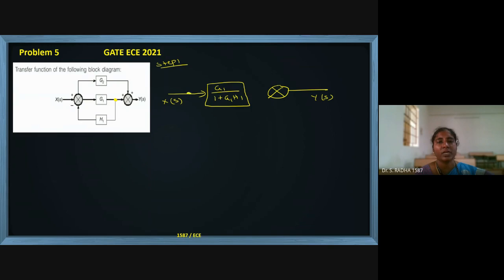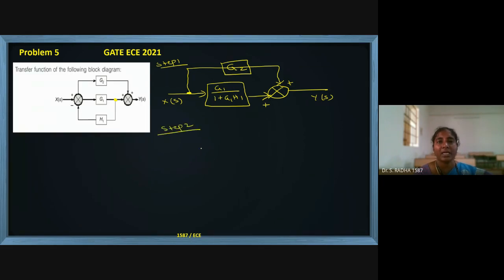And here no need of a summing point. It can be directly X of S only coming over here, so it can be directly connected. G2 is present here. I have missed, G2 is present. Now both signs are positive, positive. So now these two blocks are in parallel.